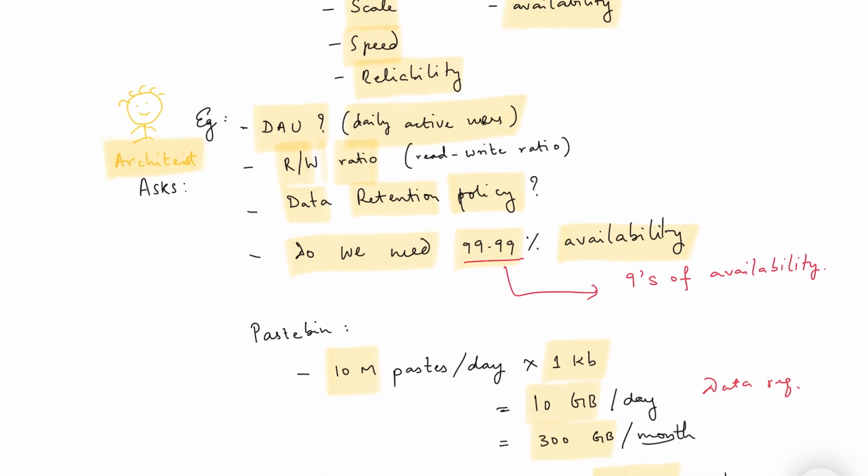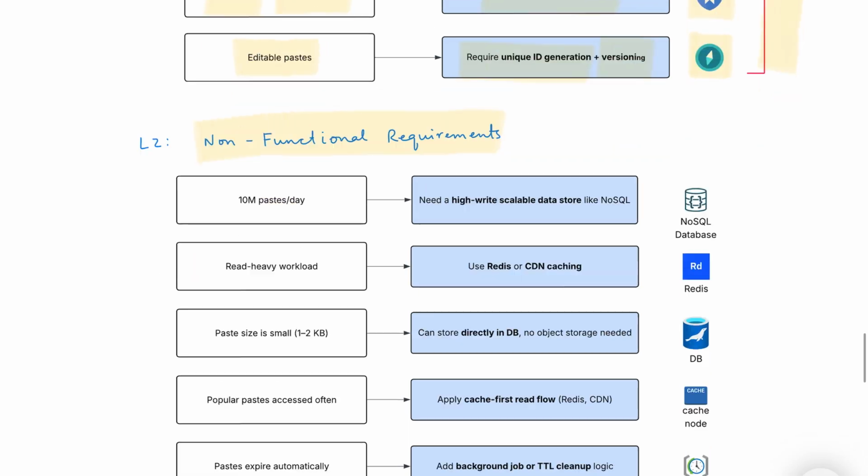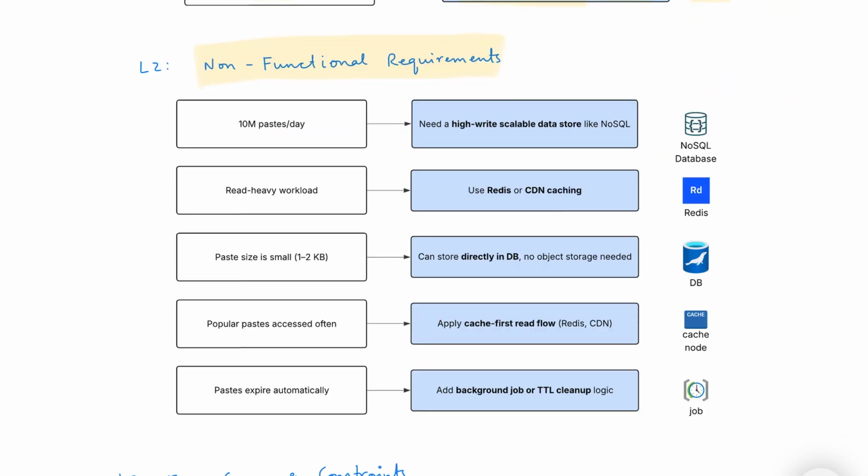So our architect asked what the daily active users were, what the read-write ratio is, what the data retention policy is, and how much availability we are looking at. Correct? So let us look at what these choices mean.